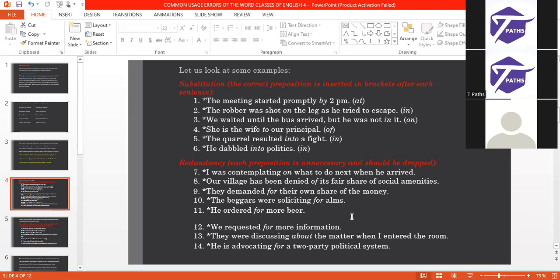Should be the right expression. "Our village has been denied of its fair share of social amenities." All right. What should it be? "Our village has been denied its fair share of social amenities." So we don't need "of" there. It makes the sentence redundant.